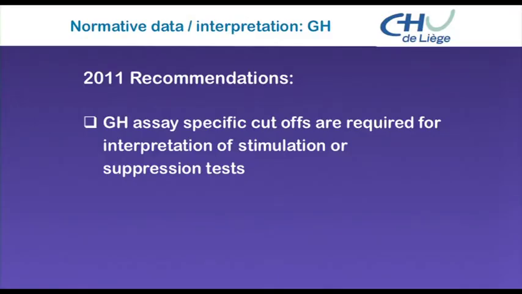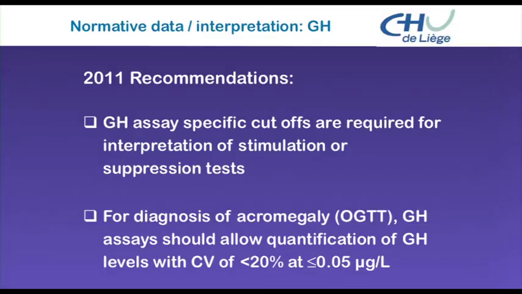So we need GH assay-specific reference ranges. We cannot use a single reference range or a single cutoff for all the assays. We need assay-specific ones. And this is very important.